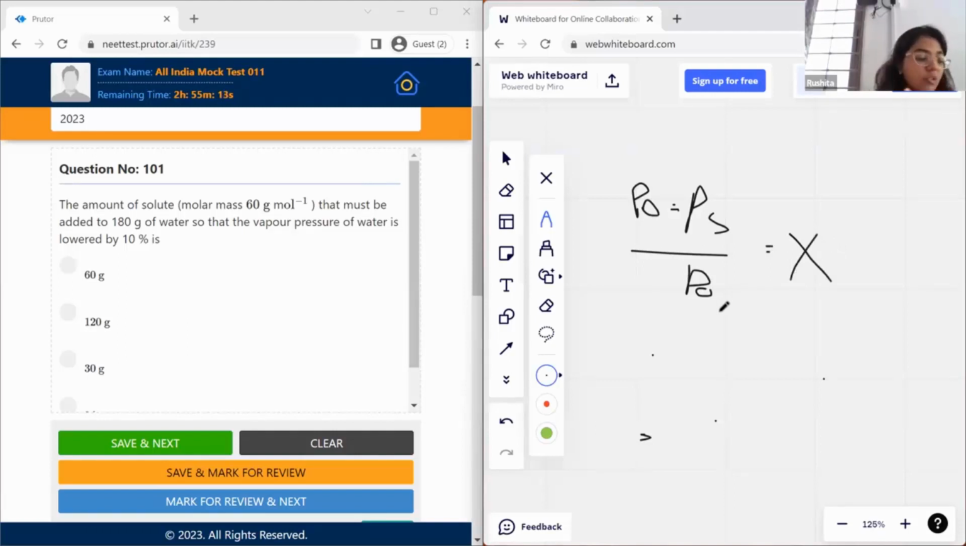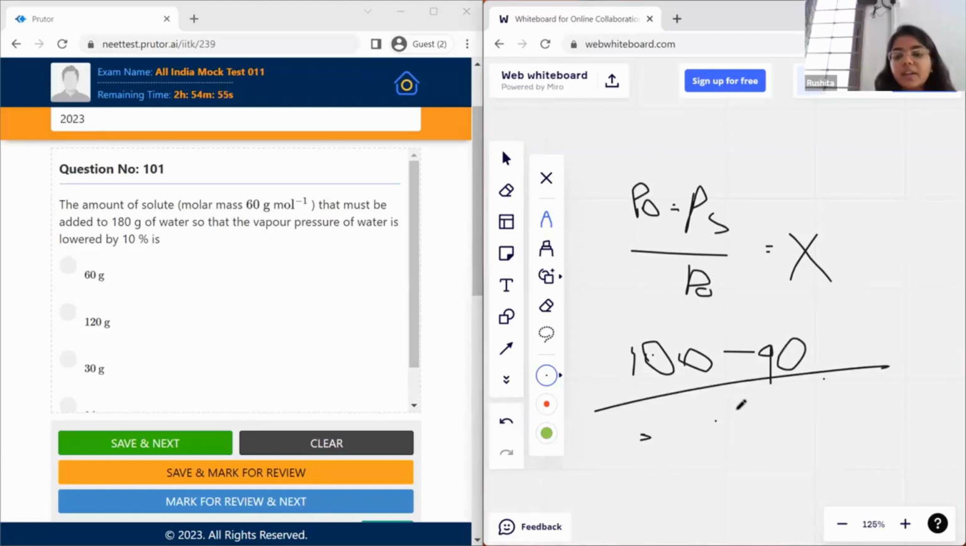So if we just substitute the values here, the original pressure is 100. The new pressure would be 90, not 10. We need to just lower it by 10%. So it would be 90 upon the original pressure, which is again 100. And we need to find the amount. So amount means if we find the moles, we can find the amount, right? So if you solve this equation, X would come to be 60.